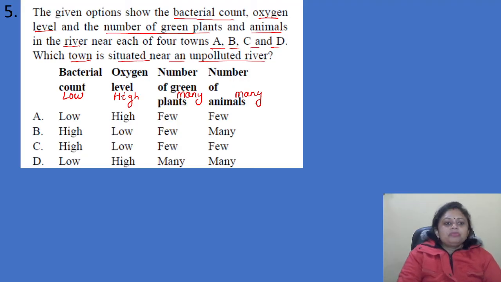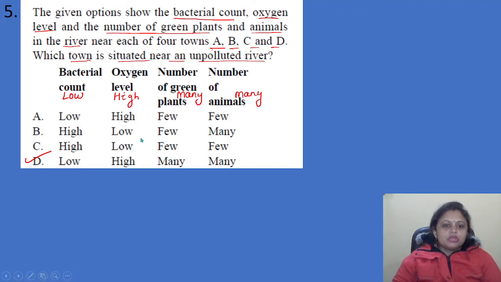Okay, so if this is the option, then what happens? Then it is situated near an unpolluted river. Okay, so here the correct answer is option D. That is bacterial count low, oxygen level high, number of green plants many, number of animals many.